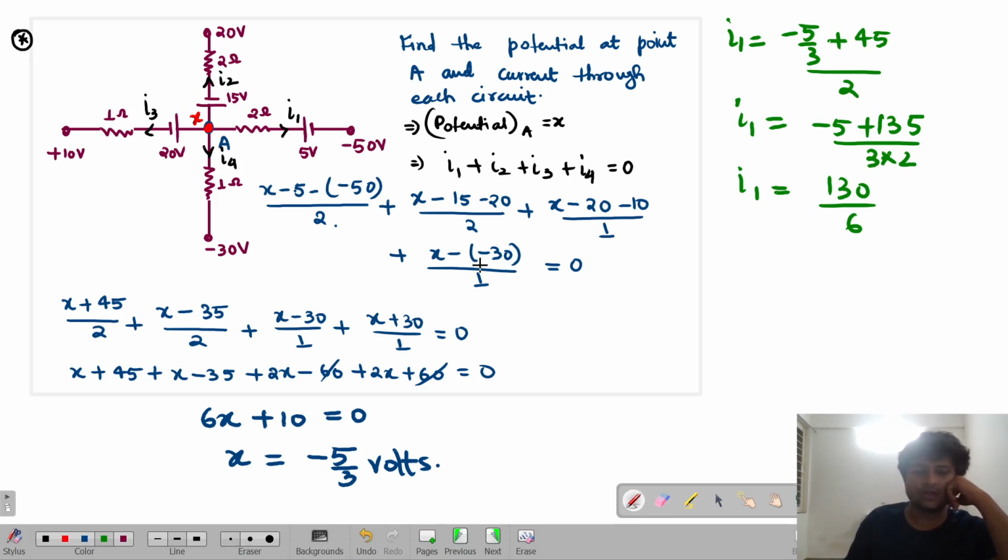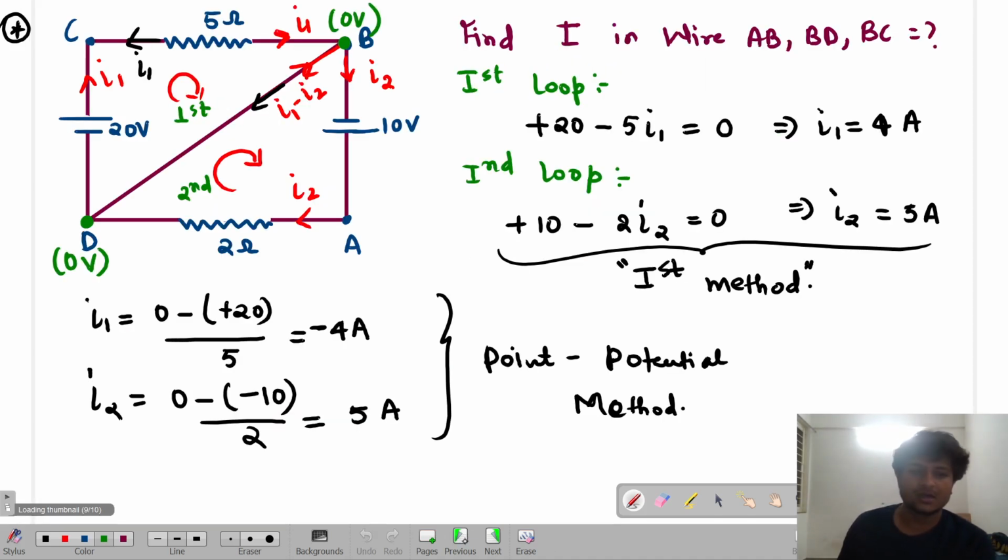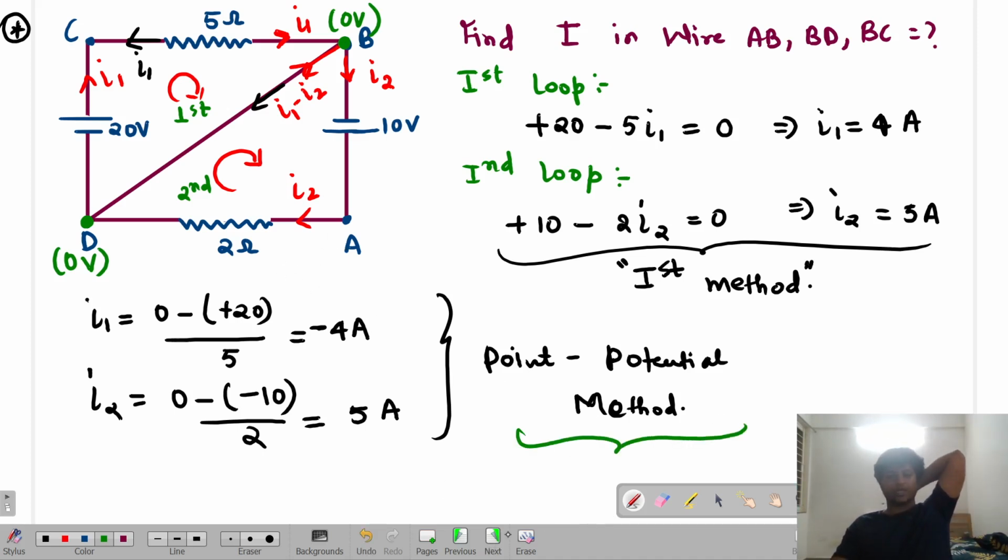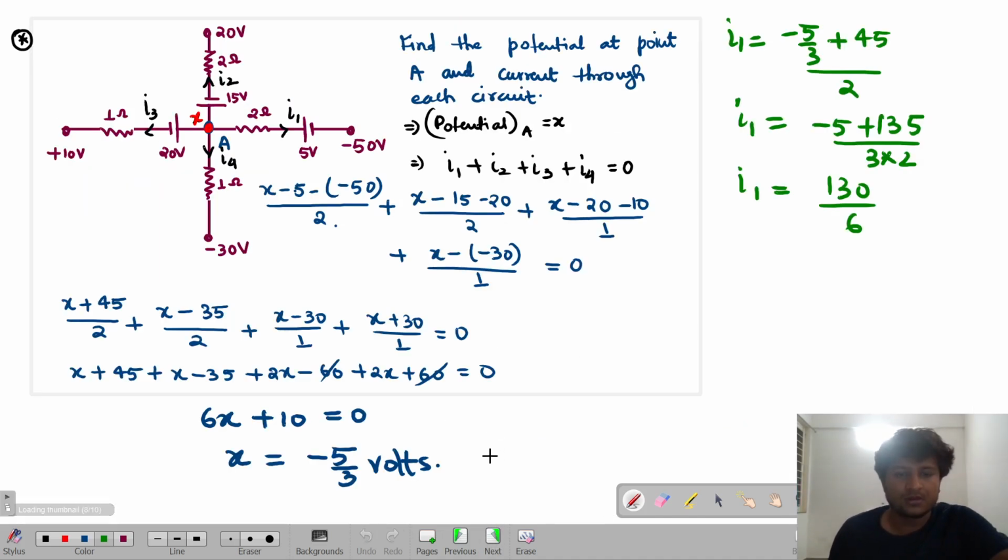Similarly, you can calculate I2, I3, I4, I5 and all. So this is the use of it. First I taught you KCL and KVL, and second I taught you how to use the trick rule, which we also call the point potential method. Are you able to get me? In the point potential method, the rule is to consider all the currents outgoing from the junction. Then the sum of all those currents is exactly equal to how much? Zero.